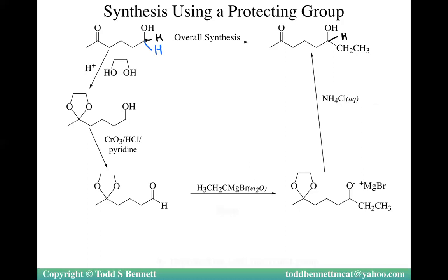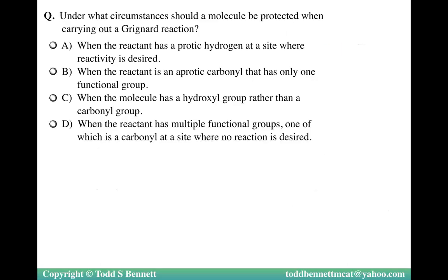So last but not least, deprotect. Like I mentioned before, a weak acid like protonated amine, ammonium in water, will be just barely strong enough to protonate this without causing an E1 elimination. So just want to throw one question, see how this went. Under what circumstances should a molecule be protected when carrying out a Grignard reaction?